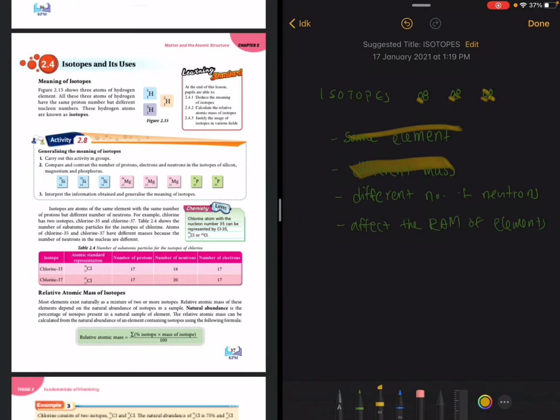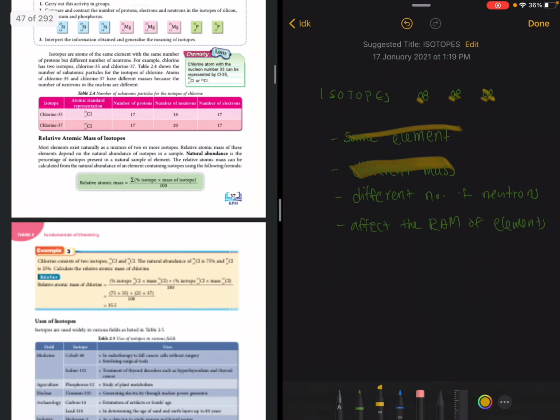This also causes the relative atomic mass of the elements to be affected. It depends on how often these can be found in nature. What do I mean by this? As we know, we can find a lot of elements in nature. We can find hydrogen gas in air, oxygen, nitrogen, so on. We can find some elements in minerals. The abundance, or how often you meet these isotopes, determines the relative atomic mass.